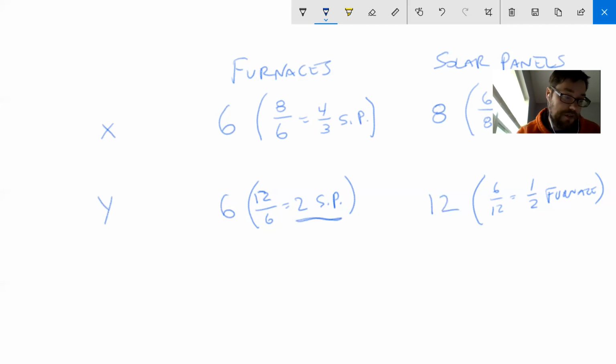So part B, the answer is going to be in country Y, the opportunity cost of one furnace is equal to 2 solar panels. So 2 solar panels should be your answer there for part B.